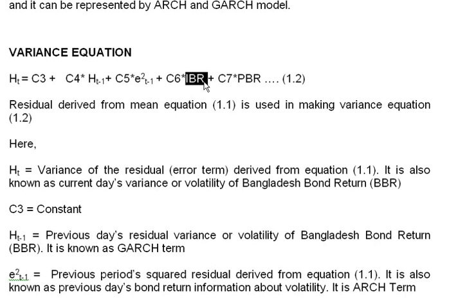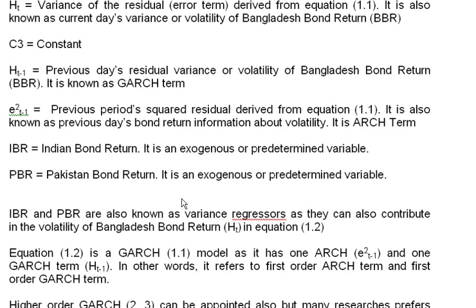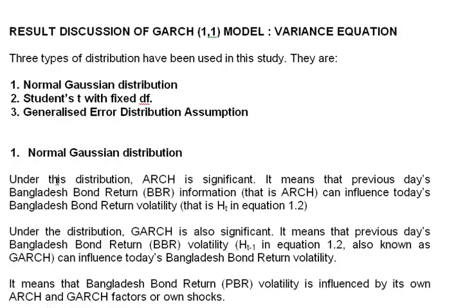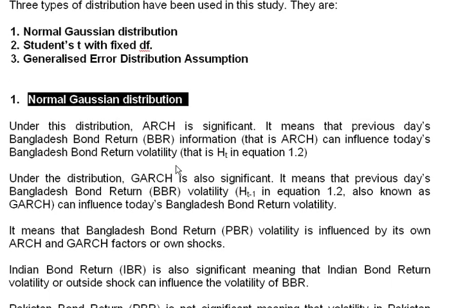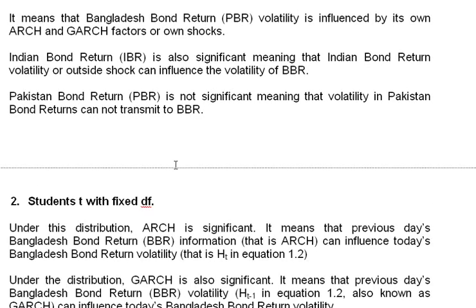And we have also got IBR is significant. But it is outside the family, right? That means international shock, international volatility can also influence Bangladesh bond return, which is HT. But Pakistan bond return could not influence HT. So that is the outcome of the GARCH 1-1 model when we choose normal distribution. Okay, so we have done it.